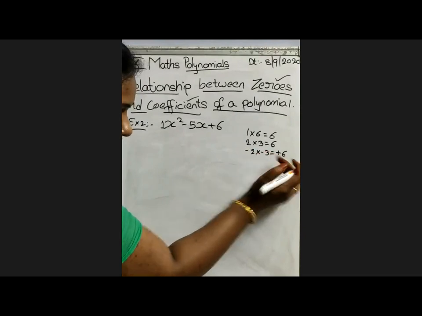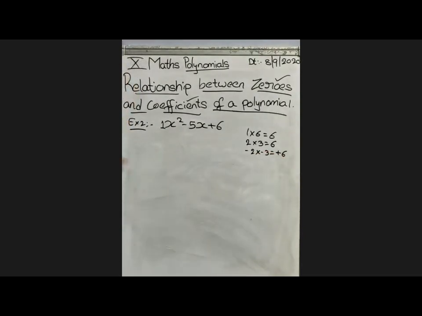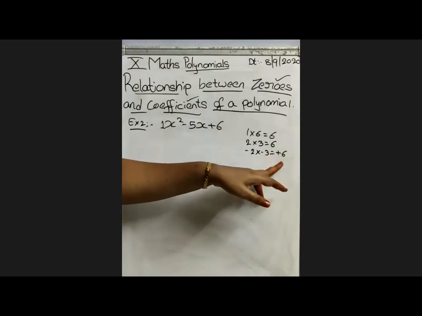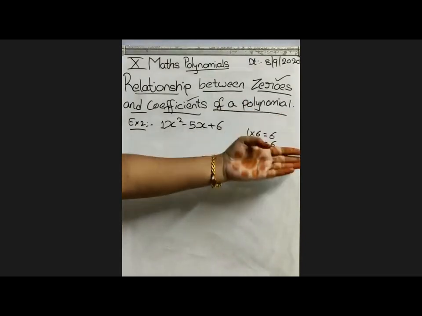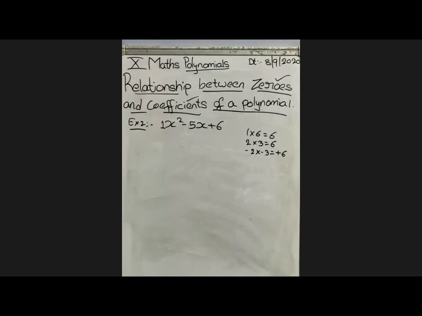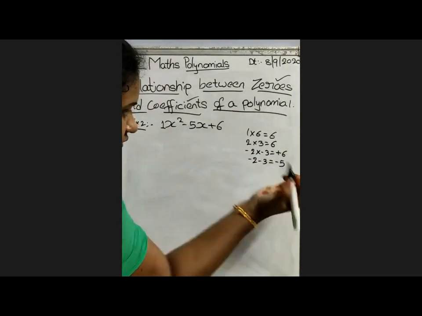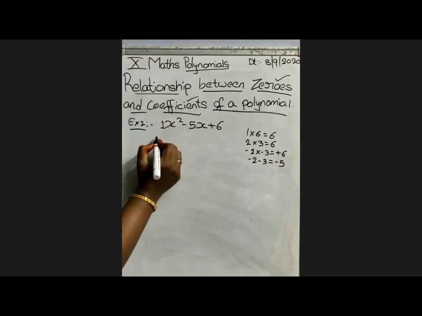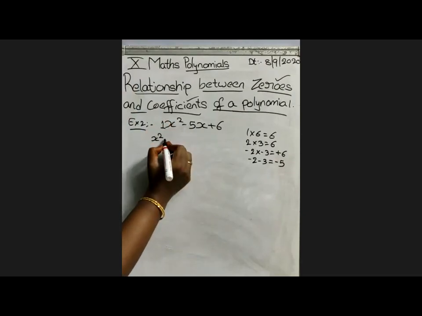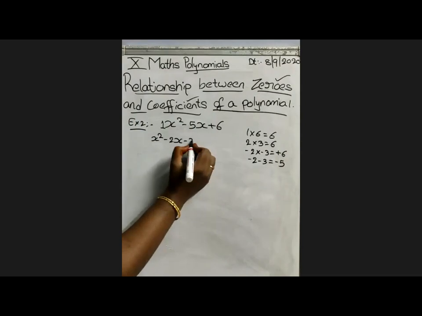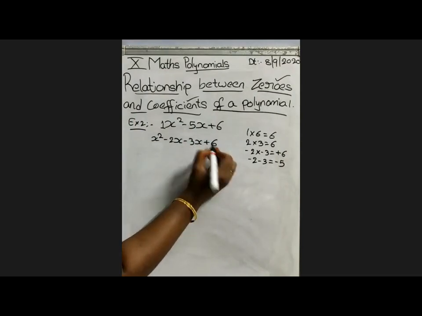Minus into minus is plus. Already we discussed it. When 2 minus signs are there, it will become plus. When 3 minus signs are there, it becomes minus. In previous classes, we already discussed it. So now write minus 2 minus 3, which is equal to minus 5. So how can we write? x squared minus 2x minus 3x plus 6.